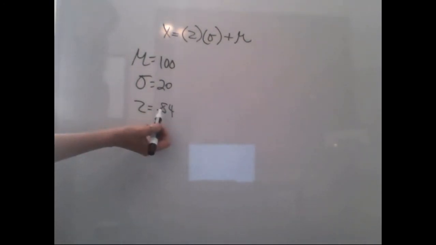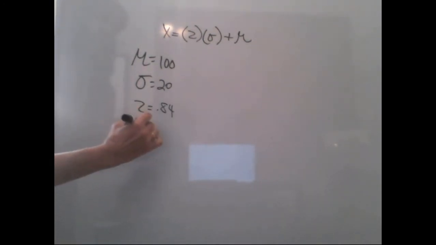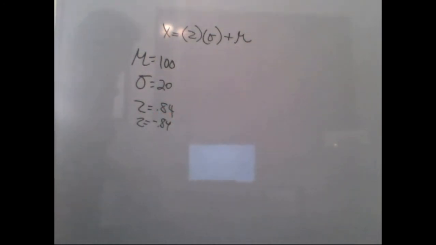So we have a z of 0.84, but we also have a z of negative 0.84. Remember, we're looking for the scores that encompass the middle 60%. So one z-score is below the mean and one z-score is above the mean. So we need to figure two different scores that are associated with each of these z-scores.